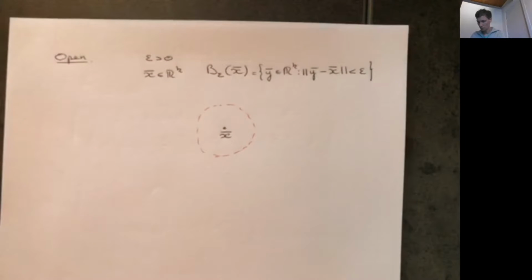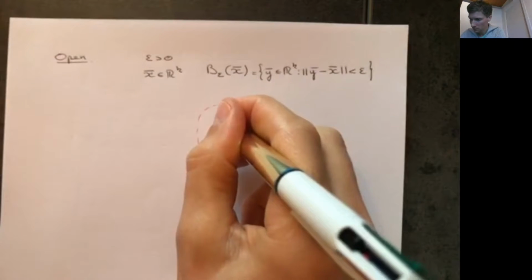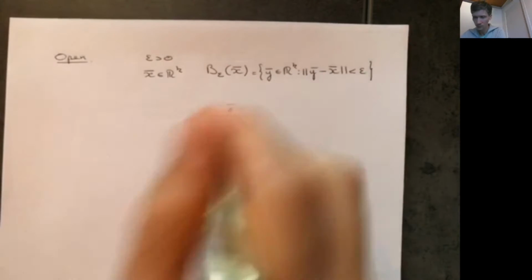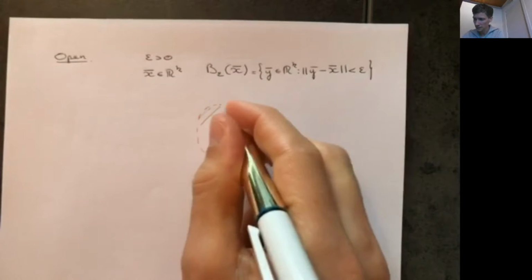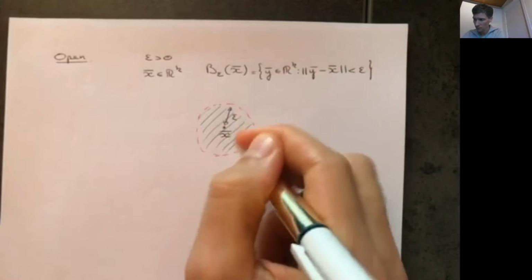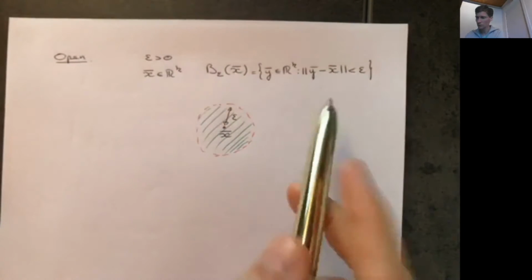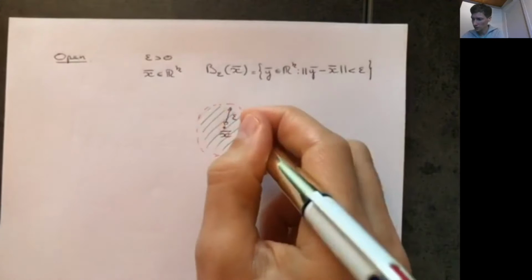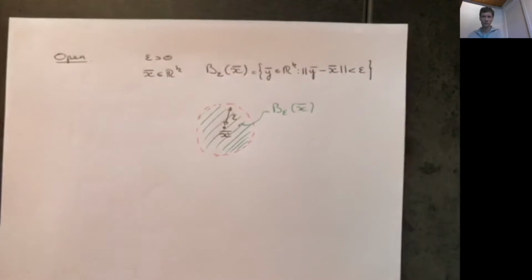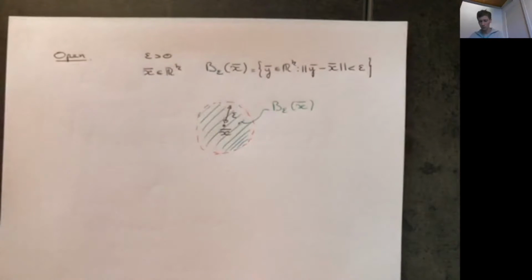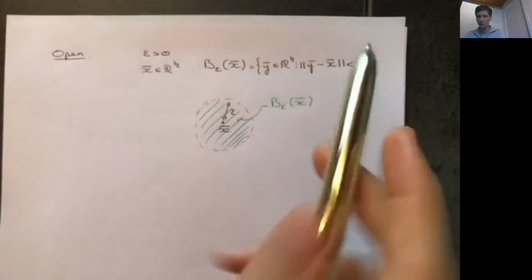If I do this, what I need to do is draw a sphere or a ball of radius epsilon around x, and then everything inside this sphere, but not including the boundary, right? Because you have a strict inequality here. This entire green thing, this is B epsilon x. Okay, so this is the set that we have defined here. All the vectors that are epsilon close to x.